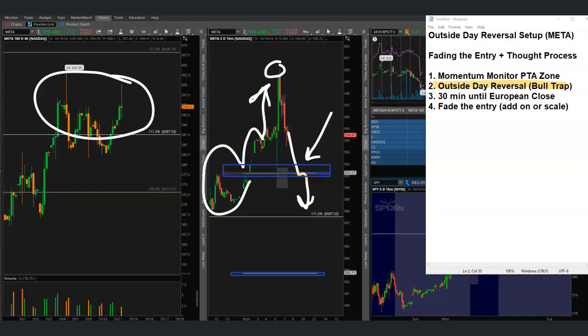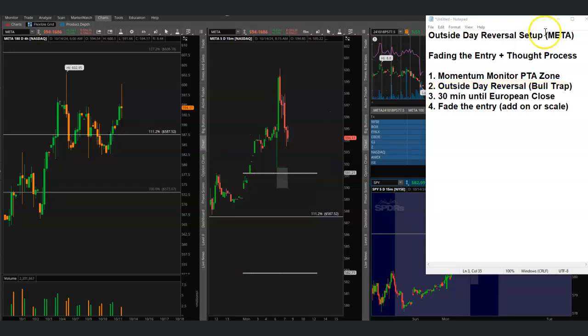We took a fade. Essentially, in trading terms, fading the entry means you're just getting in early, assuming that again, this is going to continue to trade lower. Okay, so let's go to the position. I'll explain number 4 here in a second.